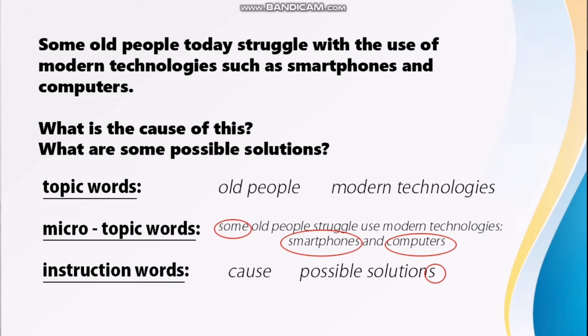Should you write one solution only? Of course not, because they are asking for our possible solutions. So you should at least write two solutions for that. And if in your essay you will only focus on the causes or the solutions only, then you will not be addressing the task.